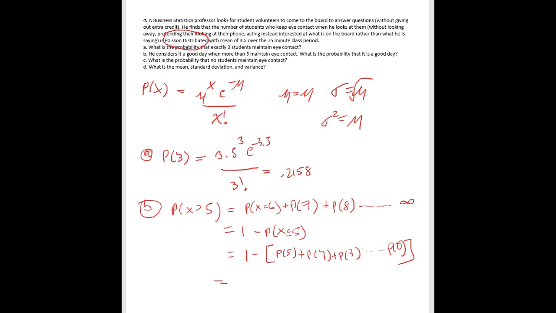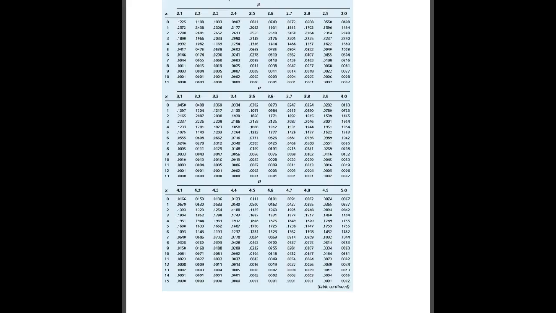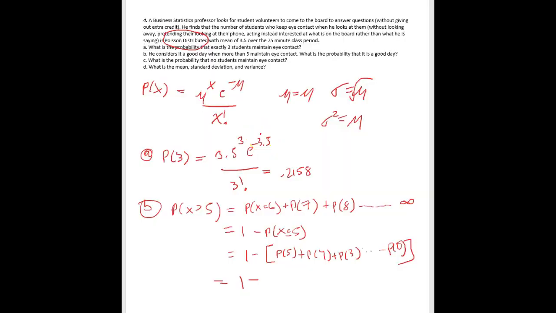Okay, and so then in order to do that, we would just go 1 minus, and then we go to the table and we look for values. So we're still looking at mu is equal to 3.5, and then we're essentially going to write down all the values from 0 to 5 that are in our 3.5 column. Okay, we're going to sum those up. So that's what we do.